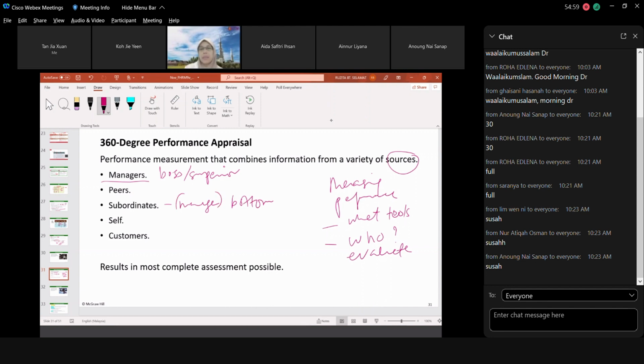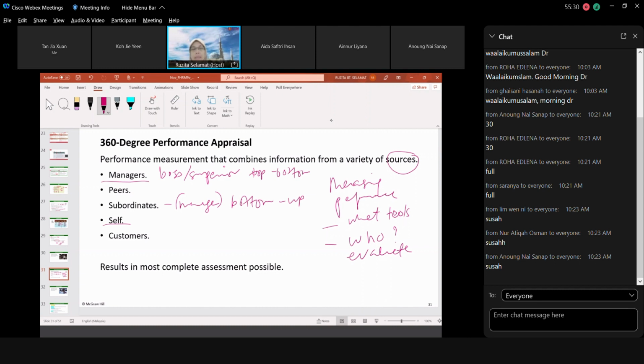Okay, bottom up evaluation. Kalau manager, dia melibatkan top, bottom. Orang atas menilai orang bawahan. But sometimes subordinates are given the opportunity untuk beri penilaian kepada mereka punya boss ataupun orang atasan. Okay, and self evaluation. Ni menilai diri sendiri. Okay, this is actually widely used.